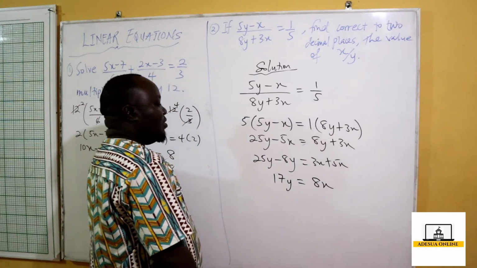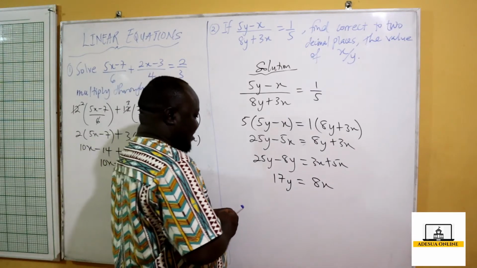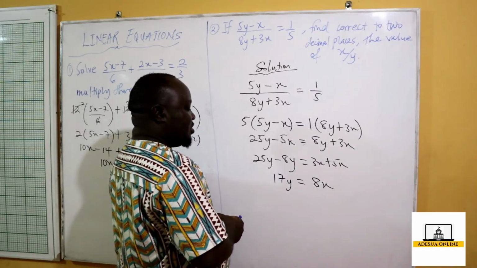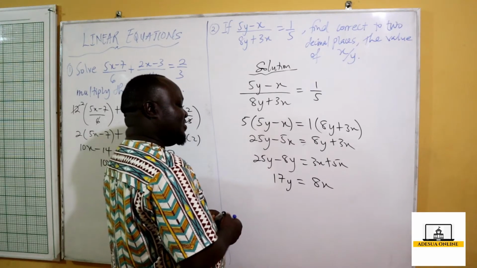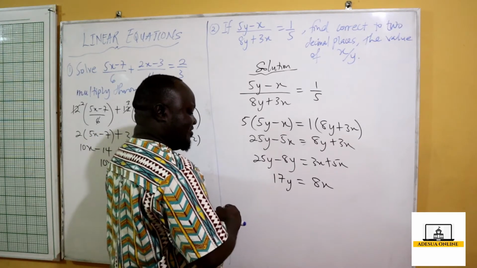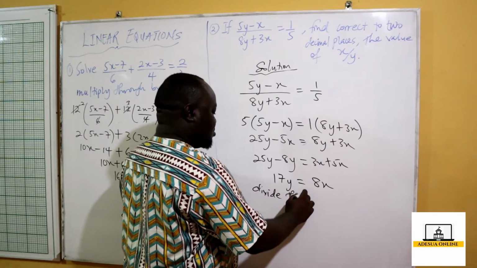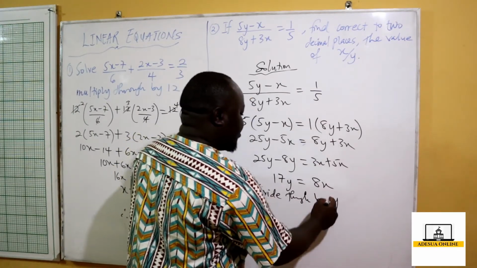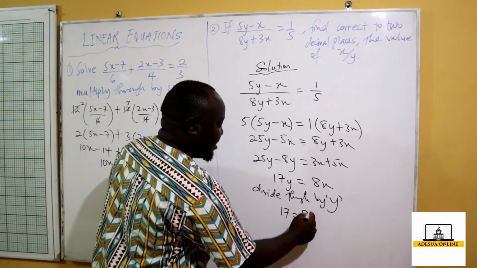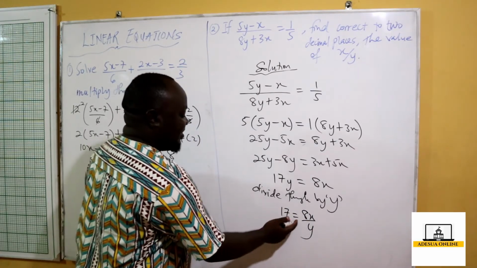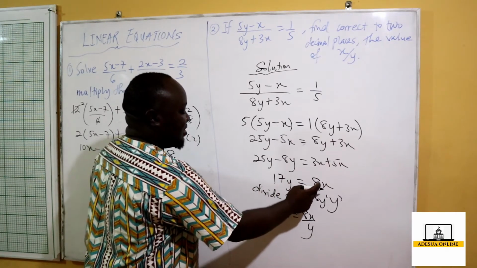Now, we should express this in the form x over y. First we can decide to divide through by y. When I divide through by y, I get 17 is equal to 8x over y, because I divide here by y, here by y, and here by y. So y will cancel. 17 is equal to 8x over y.